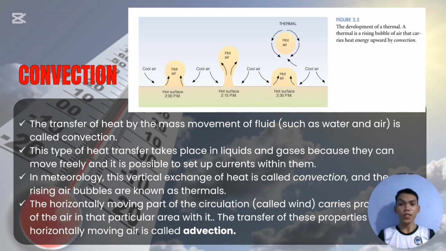Next we have convection. When we say convection, it occurs when heat moves through the mass movement of liquid and air. The rising air bubbles are called thermals. Convection happens when the hot air rises, allowing colder air to take its place and then heat up.